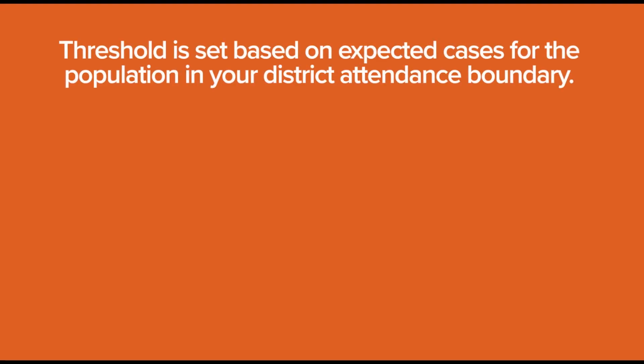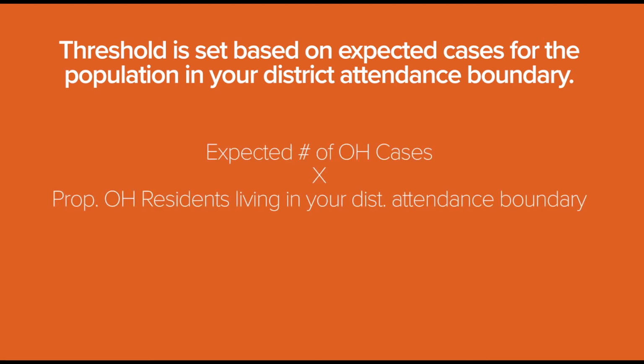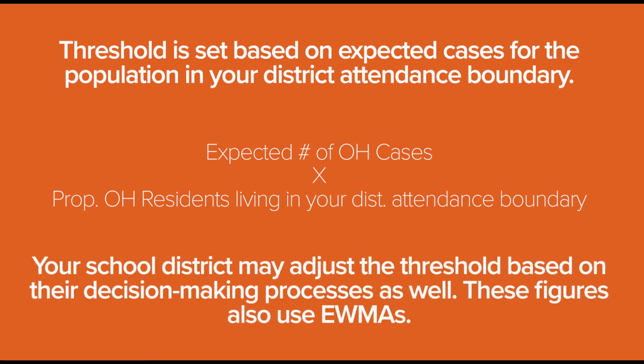The threshold for your district attendance boundary is set based on the expected number of cases for the population in your district attendance boundary. We calculate this number by multiplying the expected number of cases in Ohio by the proportion of Ohio residents living in your district attendance boundary. Your school district may adjust the threshold based on their decision-making processes as well. These figures also use EWMAs.